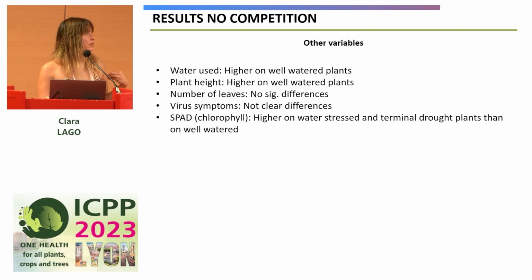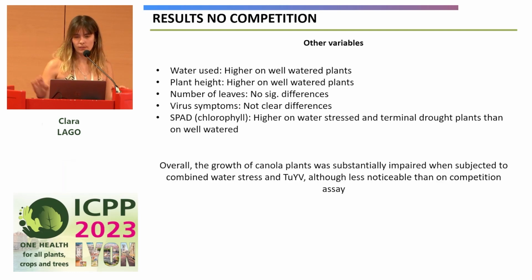With the other variables, we observed that the water use, again, was higher on well-watered plants, and that the plant height was higher also on well-watered plants, with no differences between infected and non-infected plants. We didn't observe significant differences in the number of leaves, and we didn't observe clear virus symptoms either. And for the chlorophyll content, again, we observed that it was higher on water-stressed plants and terminal drought plants compared to well-watered plants. Again, the results are similar to the previous trial. Overall, the growth of canola plants was impaired when subjected to combined water stress and turnip yellow virus infection, although the impact is less noticeable than in the competition assay.